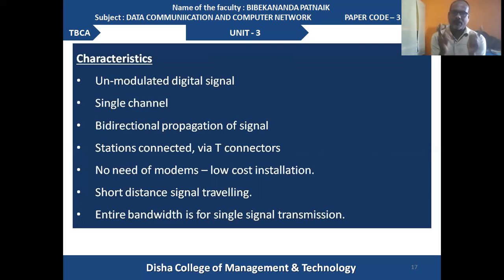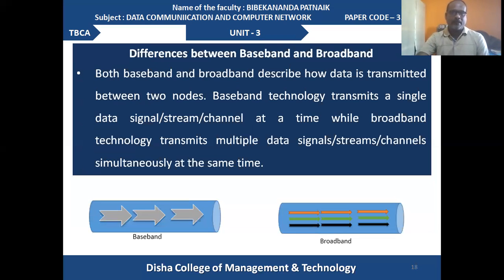So normally when your distance is small, like the geographical distance from one system to another is less, in that case we can use this type of medium, like LANs. And the entire bandwidth is for single signal transmission. So whatever bandwidth there is, it is not multi bandwidth or a combination of bandwidths; instead of multiple bandwidths, it depends completely on single signal transmission. And next is the difference between baseband and broadband.